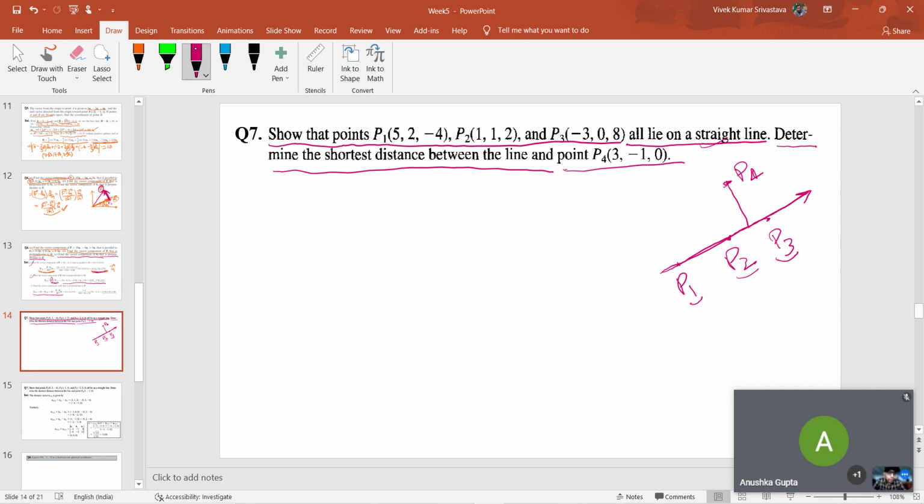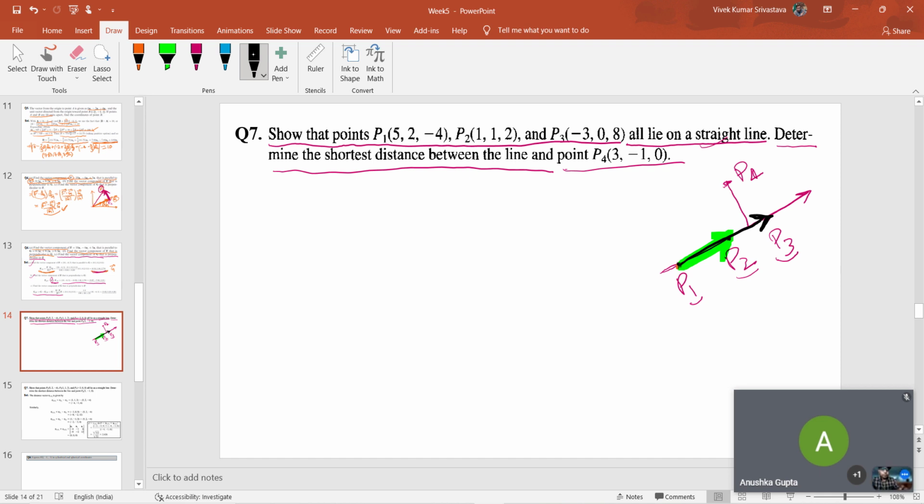So first of all, let us see how to check whether these 3 points lie on the straight line or not. For finding out whether these points p1, p2 and p3 lie on the straight line or not, you have to first determine this vector which represents the vector from p1 to p2, and then you have to take another vector here, that is p1 to p3.